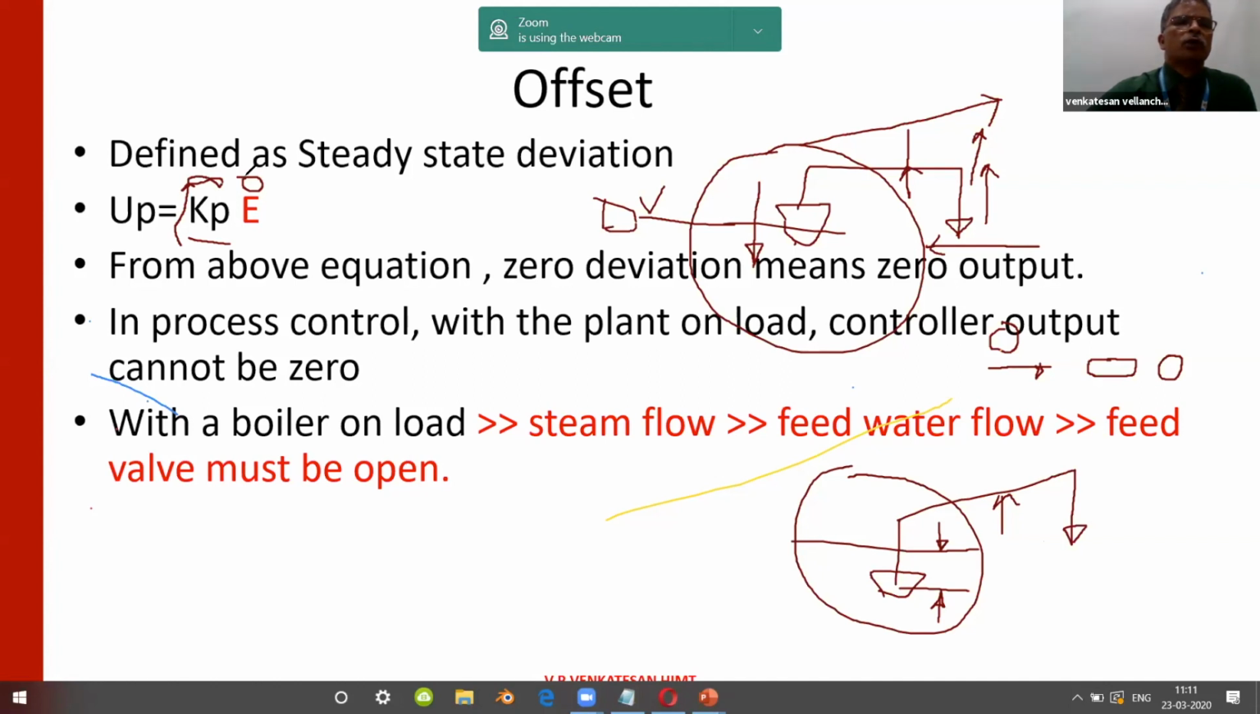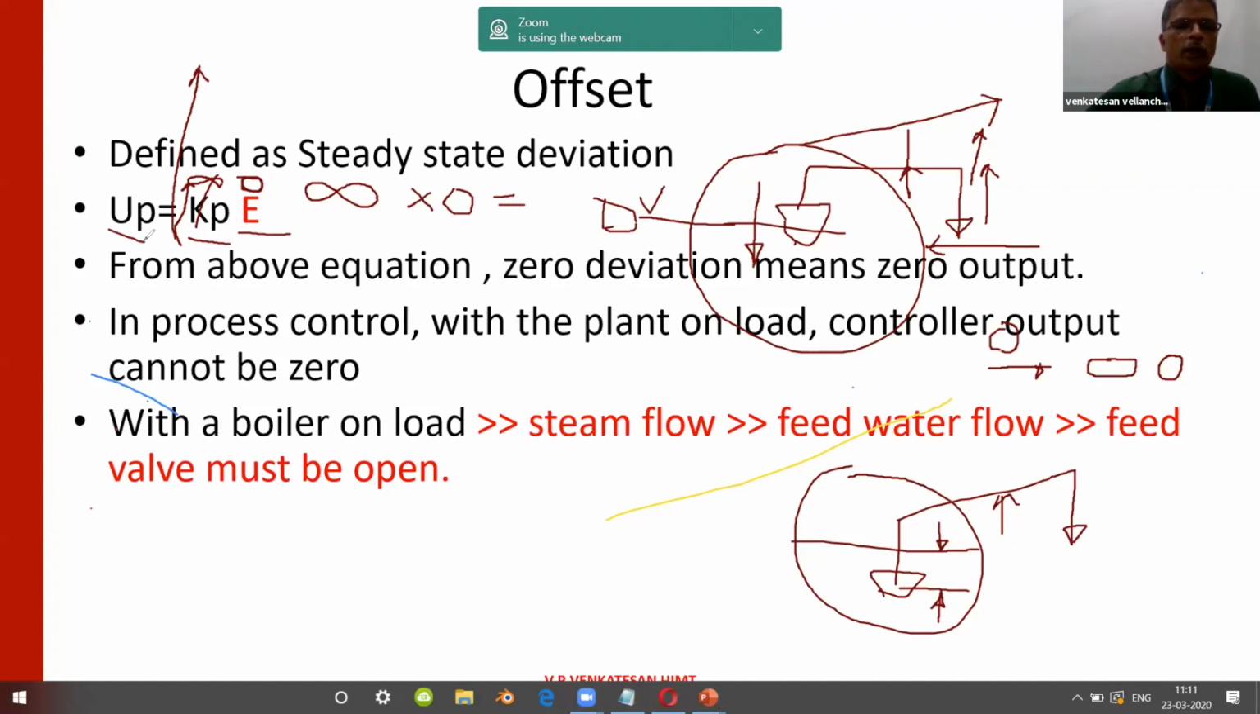What did you learn in school? Infinity multiplied by zero is how much? Zero, sir. At least the time we all learned, we were taught infinity multiplied by zero is zero. Zero is more powerful than infinity. So output of infinity is not possible. Gain cannot be infinity. But even if I increase the gain to a very large value, the moment error is zero, output becomes zero.